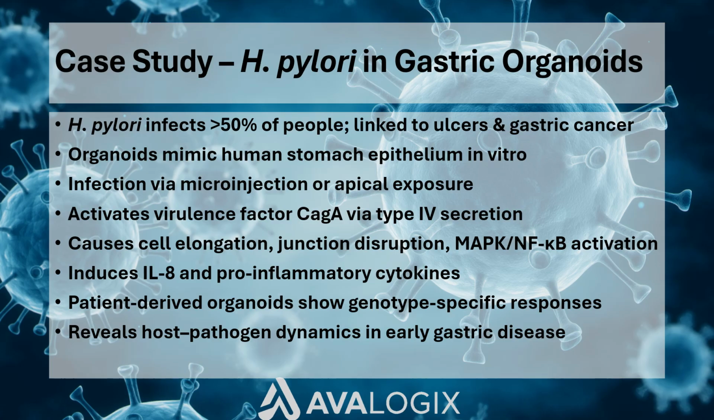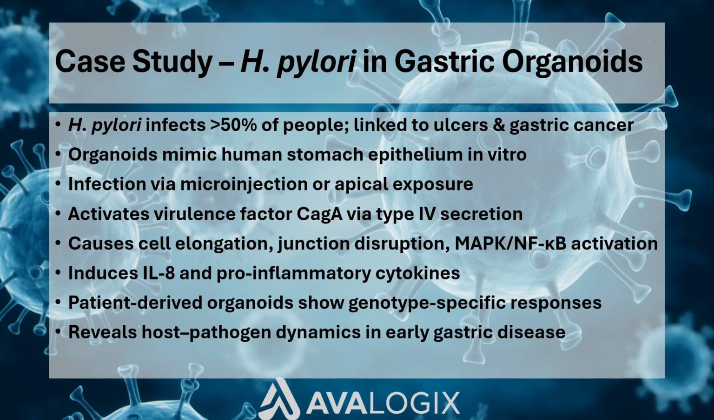In organoids, this interaction leads to striking cellular changes: elongation of epithelial cells, disruption of tight junctions, and activation of signaling pathways which are associated with inflammation and even oncogenic transformation. One of the most important findings was that H. pylori colonization led to increased expression of IL-8 and other pro-inflammatory cytokines. These responses mimic what we see in early stages of H. pylori-associated gastritis, showing that organoids can effectively model disease initiation.